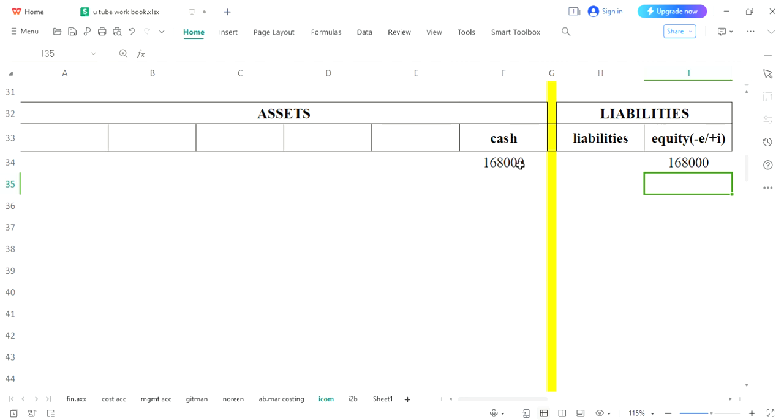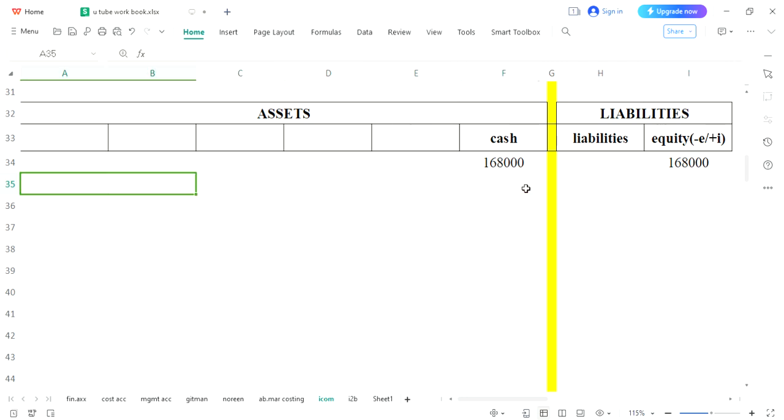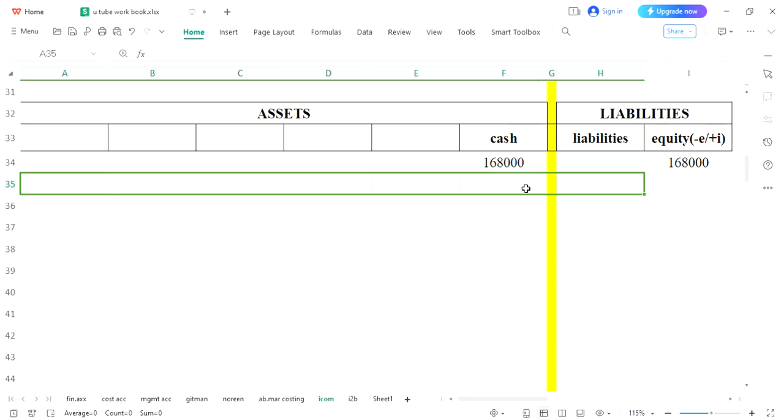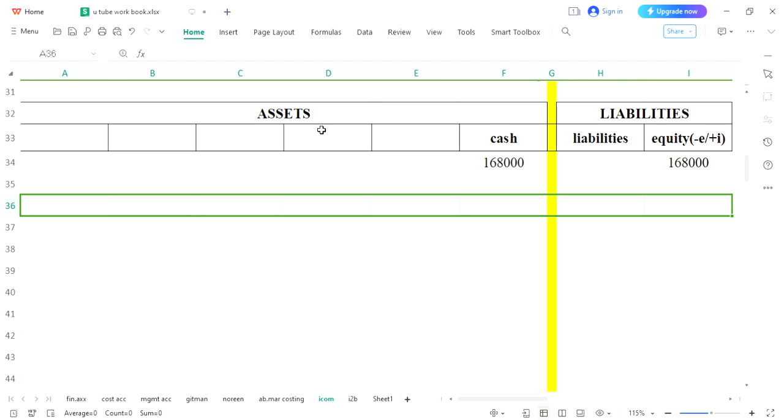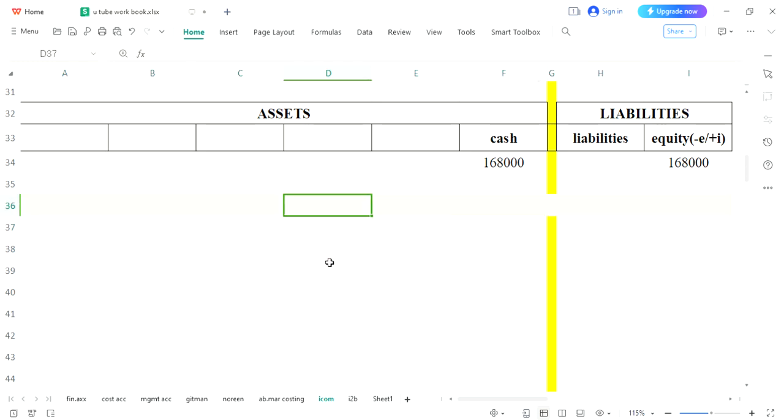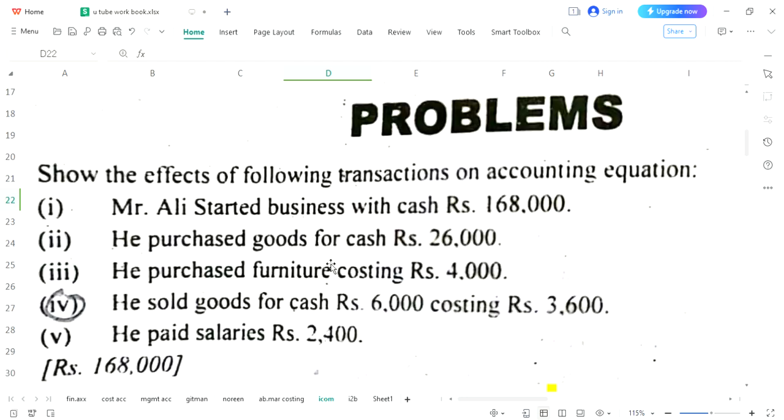So the first entry has been completed. Now please note it down. After entering, this line you will keep vacant. I'm going to change its color so that you can remember that this side was used for a different purpose. Alright, now we will see our next entry.